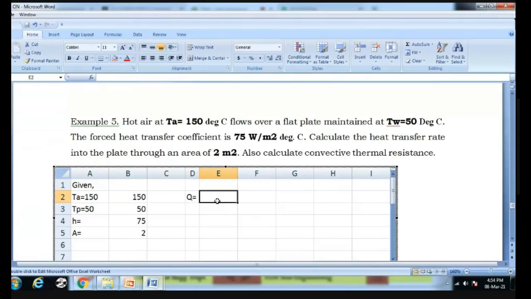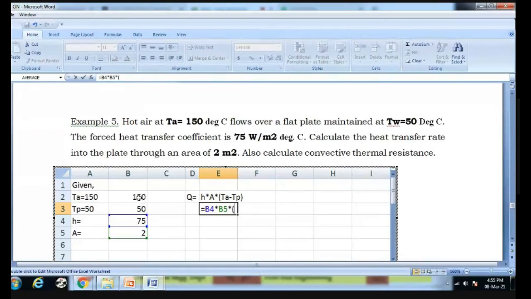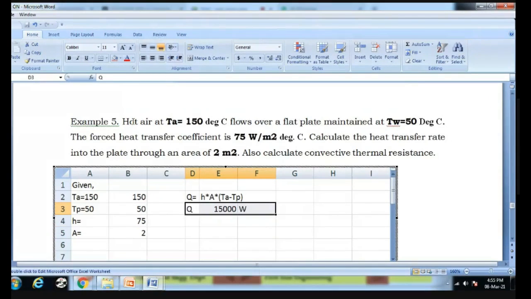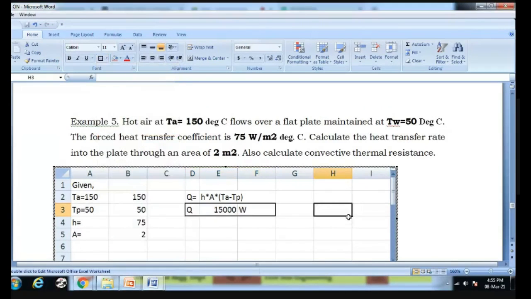Q is equal to H into A into (T_A minus T_P). एयर का टेम्परेचर और प्लेट का टेम्परेचर हो जाएगा ये. So this is H is 75 into A 2 and into temperature difference. I'll take temperature difference, this minus this, 100 difference. So 15,000 watt. This is Q. Is it okay? This was very easy. Fine.